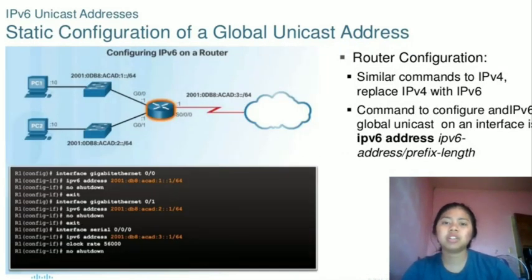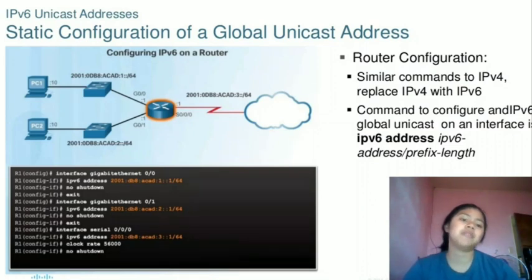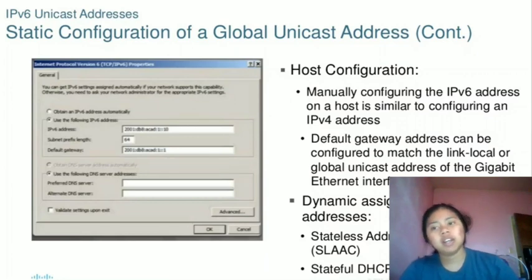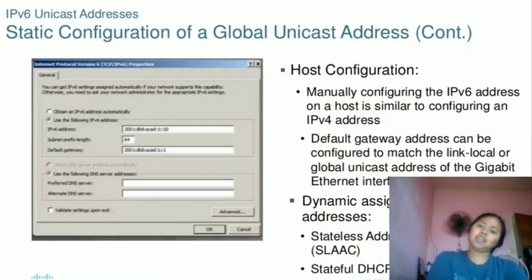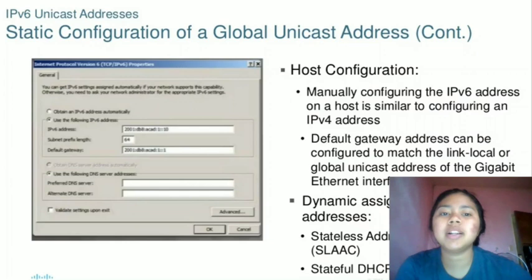Static configuration of a global unicast address. Router configuration uses similar commands to IPv4, replacing ip with ipv6. Static configuration of a global unicast address is just a continuation.